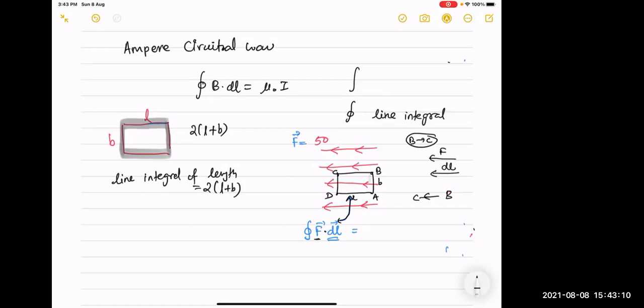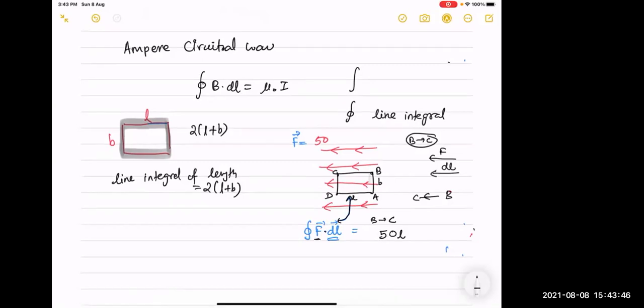So from B to C, this opens up as the value of F, 50, and integral dl is just the length from B to C. What is the length of this? L, right? So 50 into L, and of course cos 0. Integral dl is the length of the line. So the terms are 50L plus 50L minus 50L plus 50L, because cos 0 is 1.